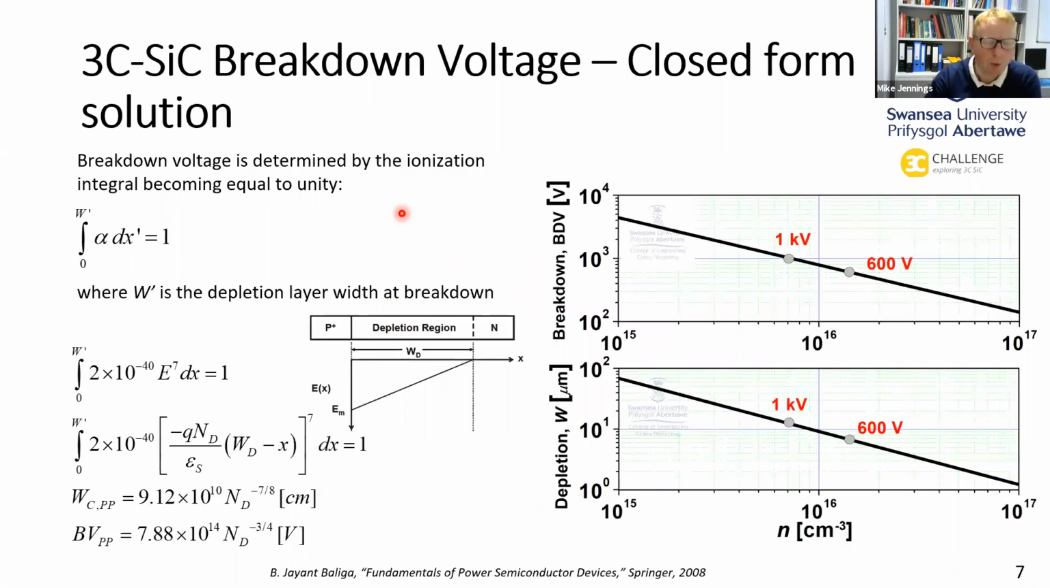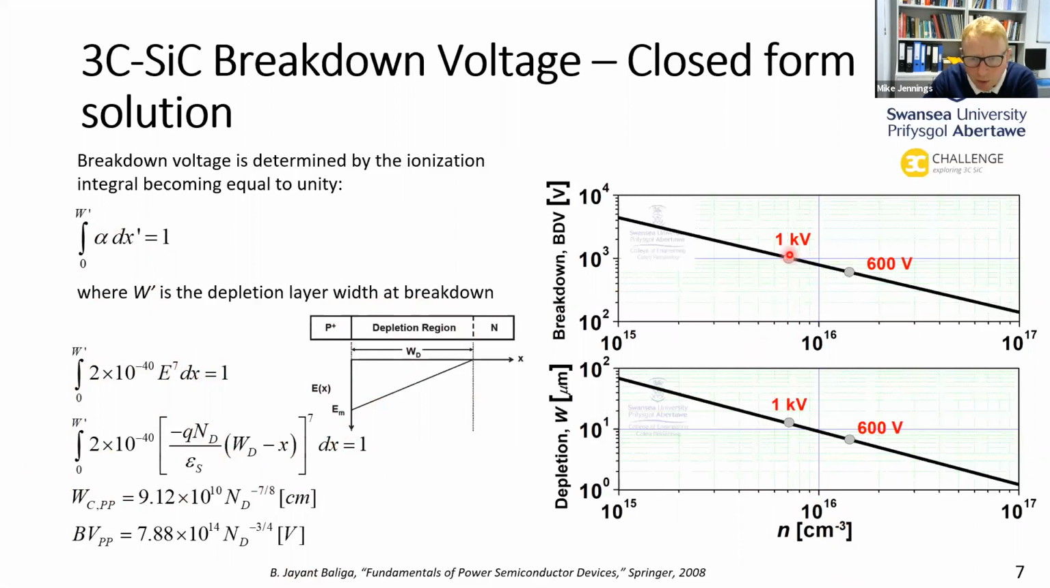So what we can do, if we analyze the impact ionization coefficients and come up with a fit for them as a function of electric field, is use the impact ionization integral and insert that fit. We find it's around 2 times 10 to the power of 40 times the electric field to the power of 7. We can put that fit into this ionization integral and solve for a triangular approximated electric field, which is the classic non-punch-through design, and arrive at a closed-form solution for the breakdown voltage and depletion width as a function of doping.